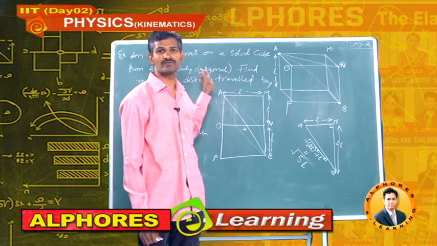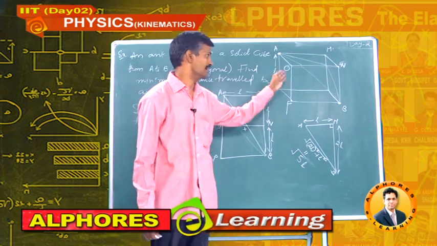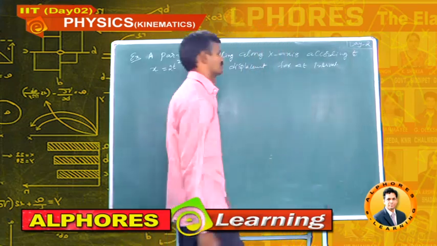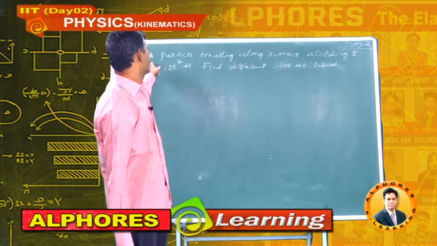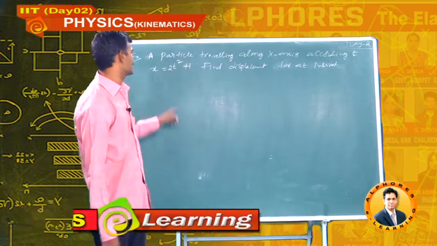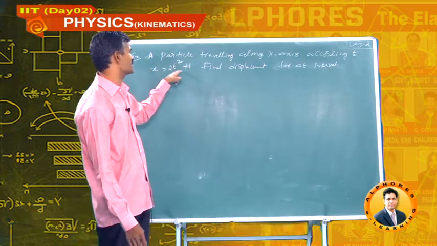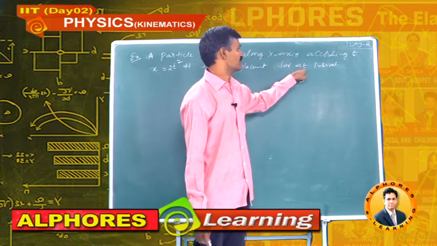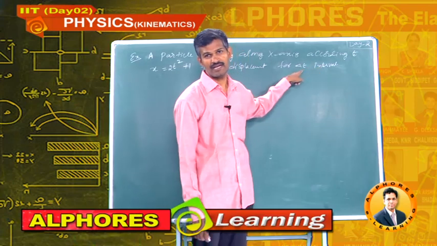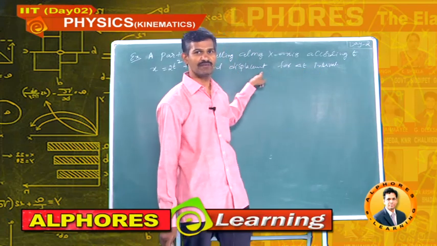Okay, try to solve the problem once again. Students, I have one more important problem here. A particle travels along the x axis according to the equation x is equal to 2t square plus 1. Find the displacement for the time interval of delta t.